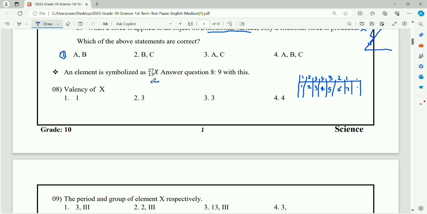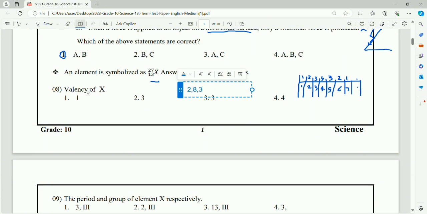Then let's go to the question. Here, how many electrons are there? Here, atomic number is 13. 13 means number of protons is 13, and number of electrons is also 13. So we can write the electronic configuration as 2, 8, 3. 2 plus 8 is 10, 10 plus 3 is 13. So this is the electronic configuration of X atom.